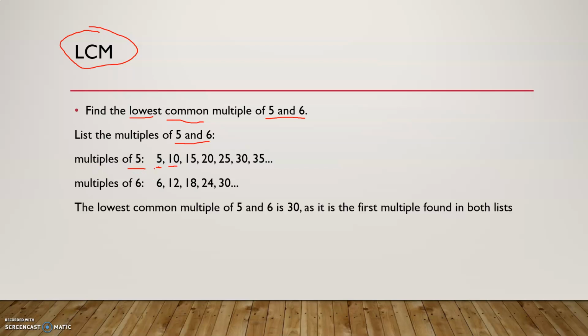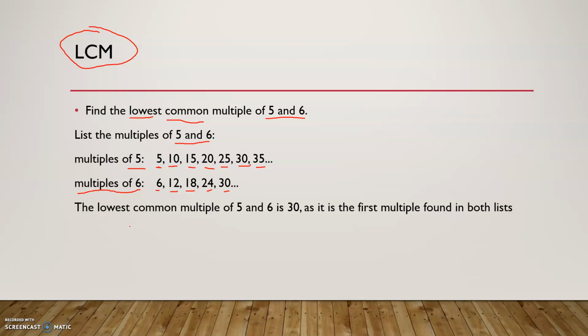Multiples of 5: the first multiple would be 5, the next one would be 10, and then 15, 20, 25, 30, 35, and so on and so forth. Multiples of 6 are: the first one is 6, the next one is 12, and then 18, 24, 30, and so on and so forth.